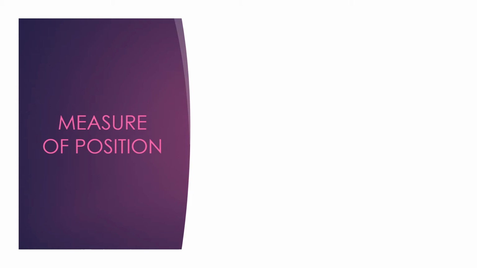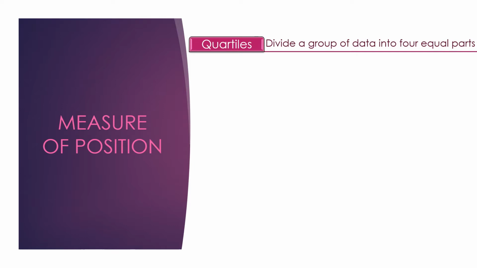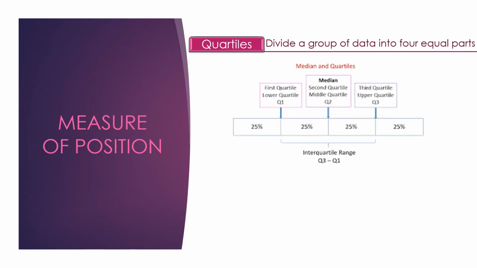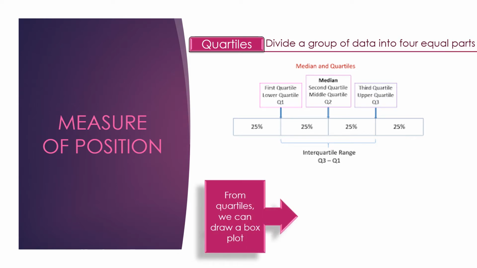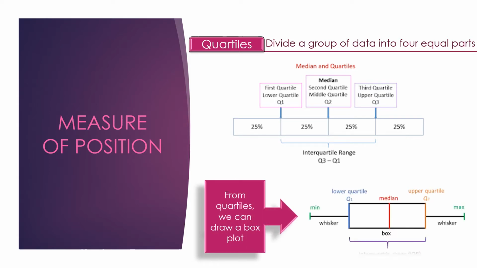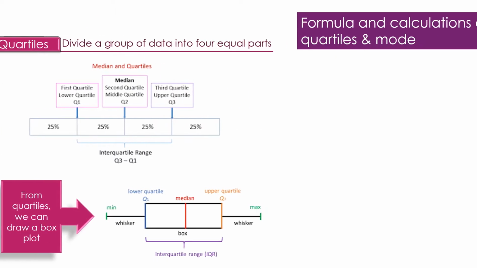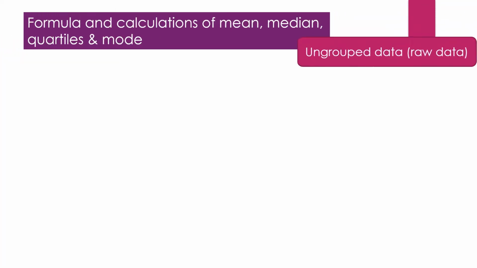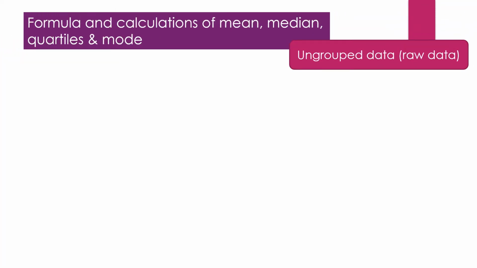Measure of position: quartiles, which divide the data into 4 equal parts. First quartile or lower quartile, second quartile also known as median, and third quartile or upper quartile. From quartiles, we can draw a box plot. Next, the formula and steps to find the mean, median, quartiles, and mode.